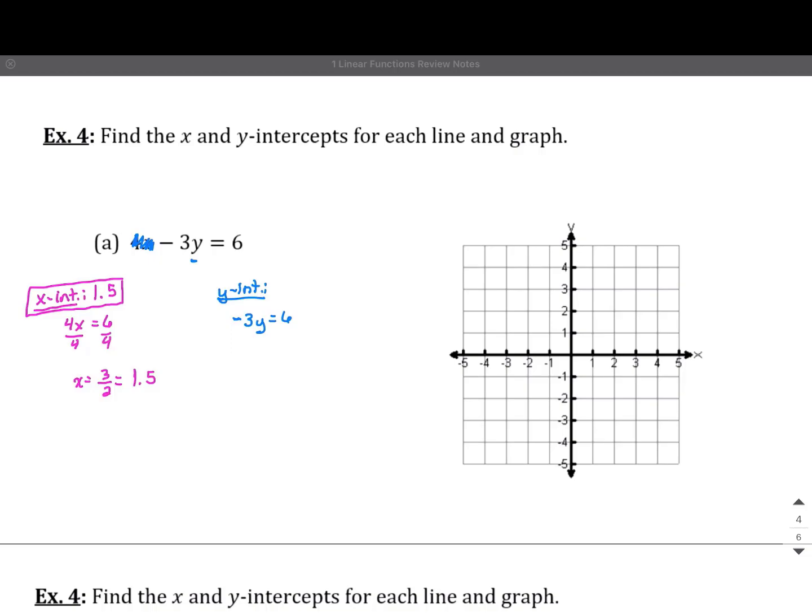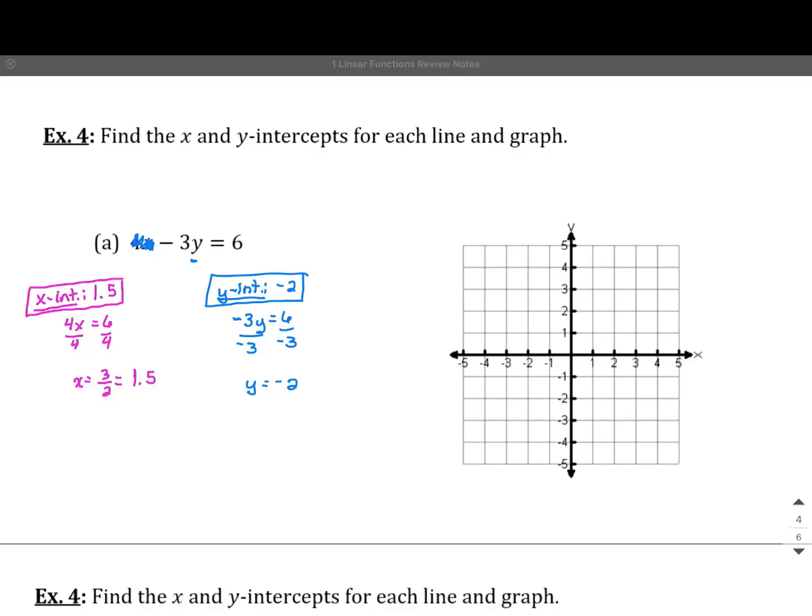Well, negative 3 times what is 6? And most of you already know that answer, so you already know your y-intercept. If you divide both sides by negative 3, y is negative 2. So your y-intercept is negative 2. Well, now how does that help us graph?